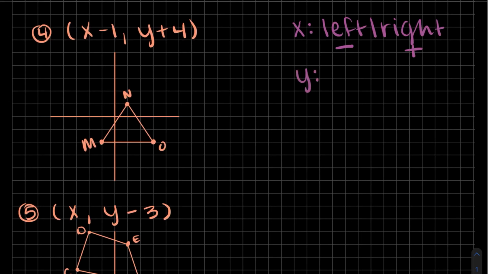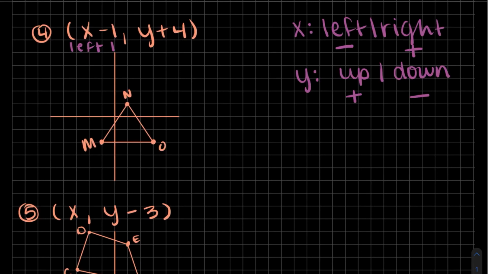And with Y, you can move one of 2 ways, up or down. If you're moving up, that is going to be in a positive direction. And if you're moving down, that is going to be in a negative direction. So with that being said, when I look at this number 4 where it says X minus 1, I know that minus means a negative direction. The negative direction for the X is left. So this is going to be a left movement. And then since I'm subtracting 1, it will be a movement of left 1.